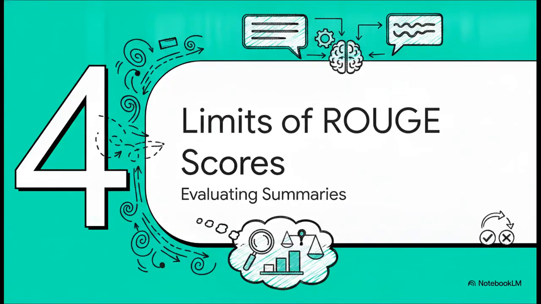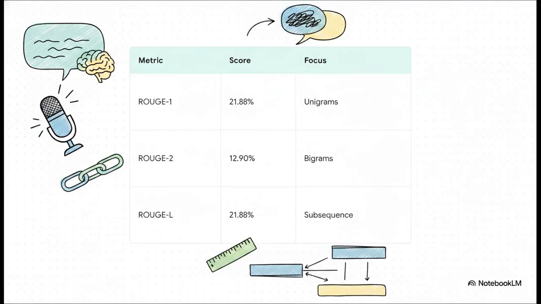Which brings us to Section 4, the limits of ROUGE scores. This is a big one. If our model is generating totally novel text, how do we actually measure if the summary is any good? Typically, the industry standard is to evaluate it using ROUGE metrics. ROUGE measures the strict word-for-word overlap between the text the machine generated and a human-written reference summary.